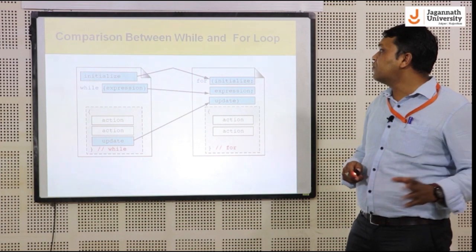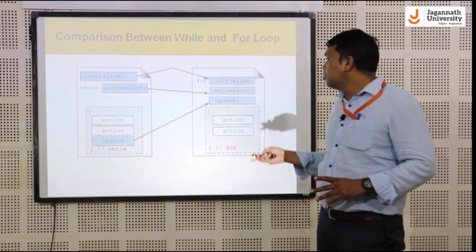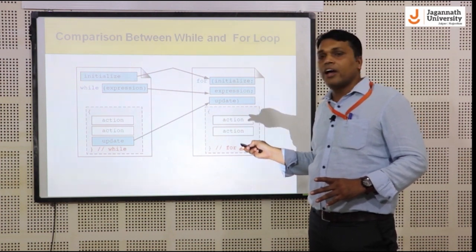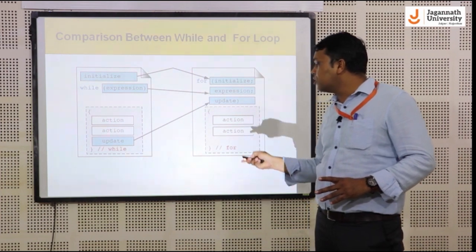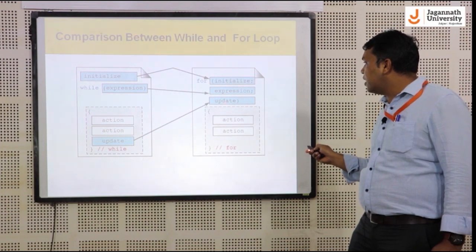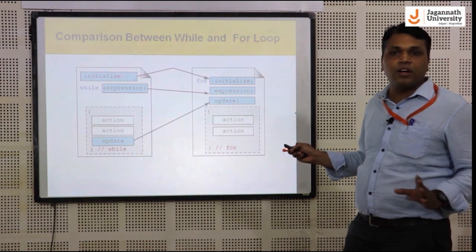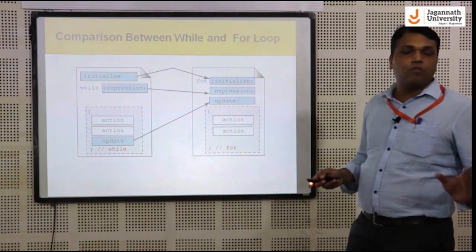Now, what is the difference between the while loop and for loop? You see, in a while loop, we check the condition at the start of the loop. After that, the body of the loop is executed. While in a for loop, the initialization, expression, and condition are all done in a single line at the start of the loop. This is the main basic difference between while and for loops.